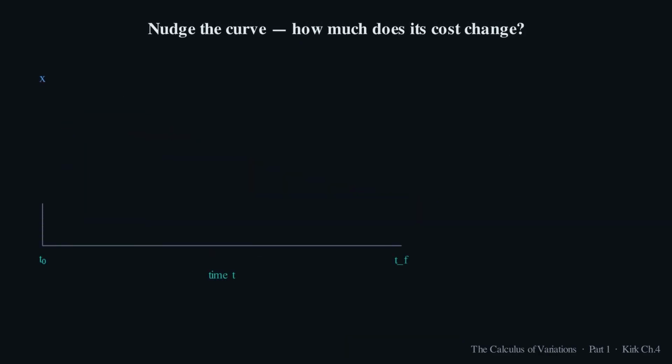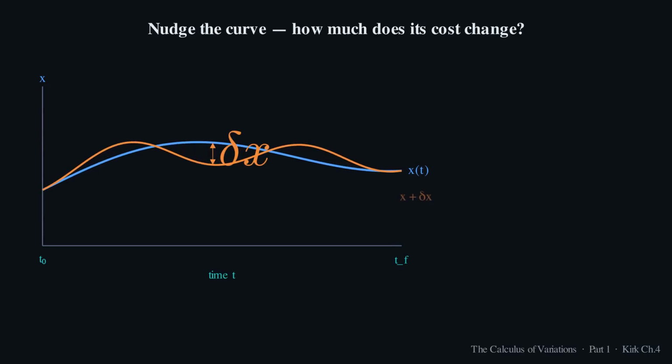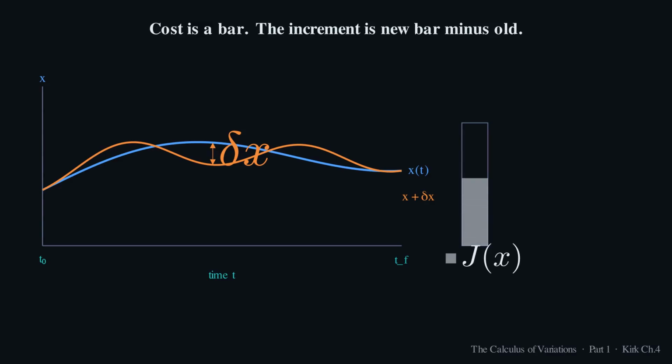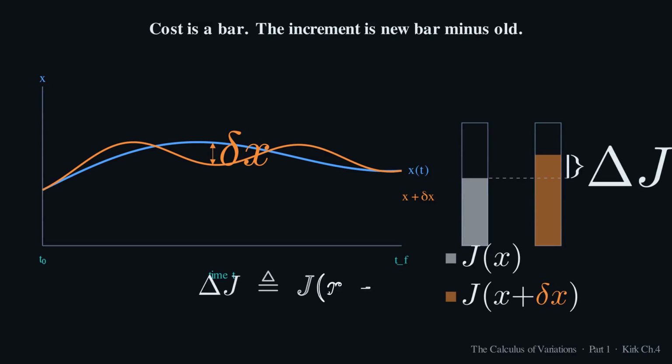Now the key move. Take a curve and nudge it. Add a small wiggle in orange. We call that wiggle the variation, delta x. The bent curve is a neighbor. How much does the cost change? Write the new cost minus the old. That's the increment, delta J.